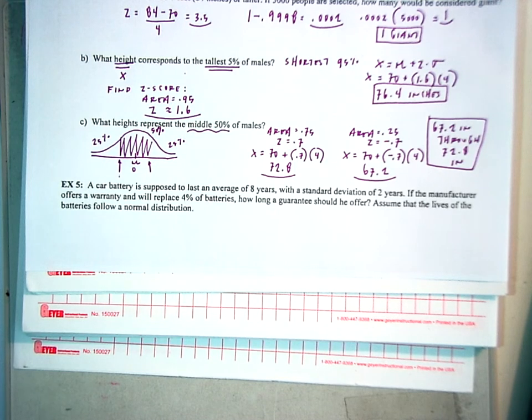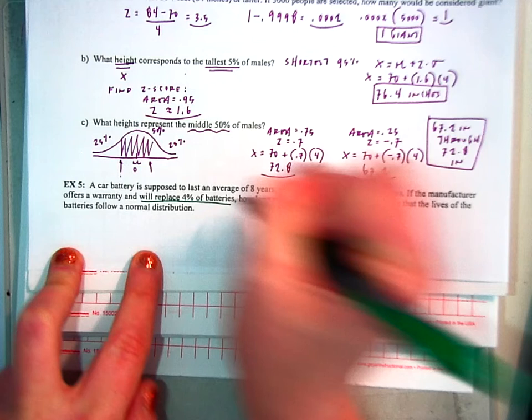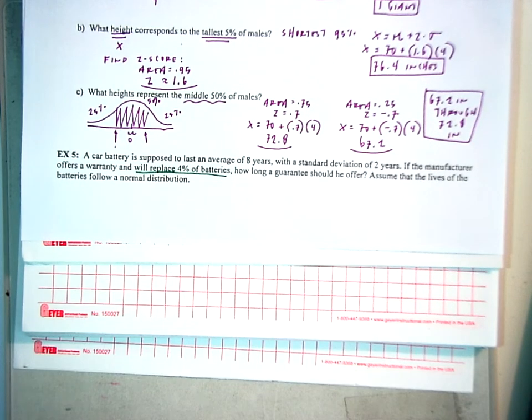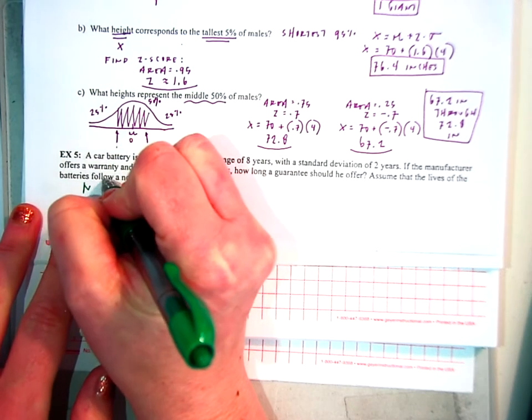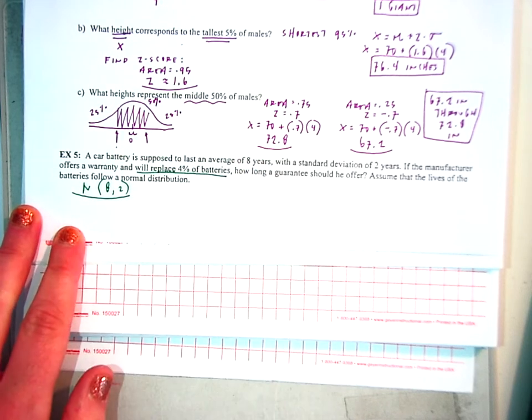All right, one more. A car battery is supposed to last an average of 8 years with a standard deviation of 2 years. If the manufacturer offers a warranty and will replace, this is crucial, will replace 4% of batteries, how long of a guarantee should he offer? Assume that the lives of the batteries follow a normal distribution. Okay, so normal distribution, my mean is 8 years. Standard deviation is 2 years.